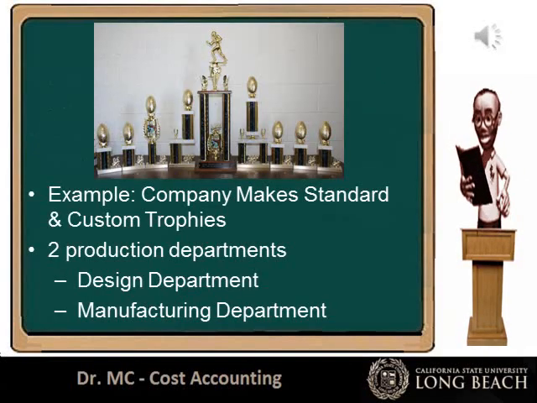Assume that a company produces trophies. It makes standard trophies like World's Greatest Parent. It also makes custom-designed trophies that are unique to each customer. Assume that the firm divides its factory into two departments. One department is the manufacturing department that produces the trophies, and the other department is the design department that creates the designs that are used to make the custom trophies. The standard models use standard designs and do not use the design department.